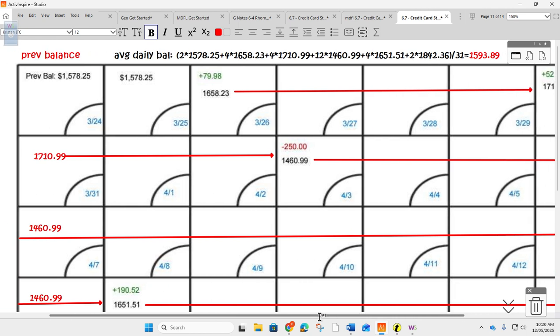Once you get done with that, go to the other calendar and let's fill that in real quick. We're not going to have time to do the average daily balance. But we have 3 minutes. You should be able to fill in the credit calendar. So how many days are in the billing cycle? What is the last day of the billing cycle? Start there and work your way backwards.